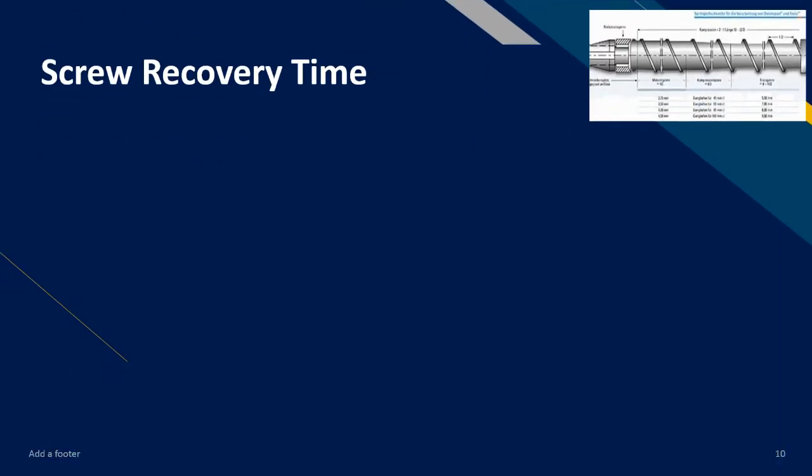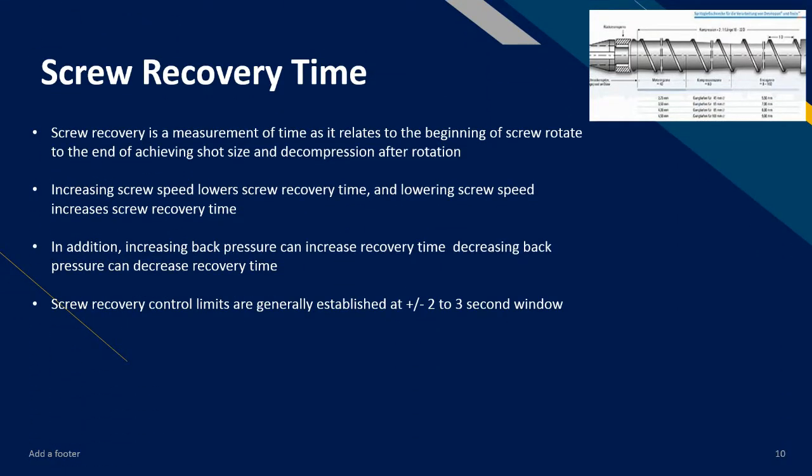Screw recovery time is another key measurable. Screw recovery is a measurement of time as it relates to the beginning of screw rotate to the end of achieving shot size and decompression after rotation. Increasing screw speed lowers screw recovery time, and lowering screw speed increases screw recovery time. In addition, increasing back pressure can increase recovery time, where decreasing back pressure can decrease recovery time. Screw recovery control limits are generally established as plus or minus 2 to 3 seconds in a window.